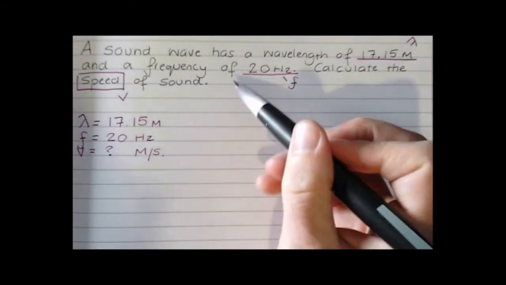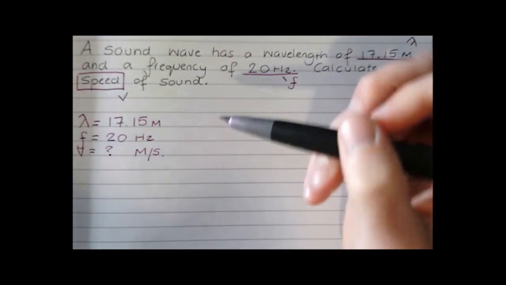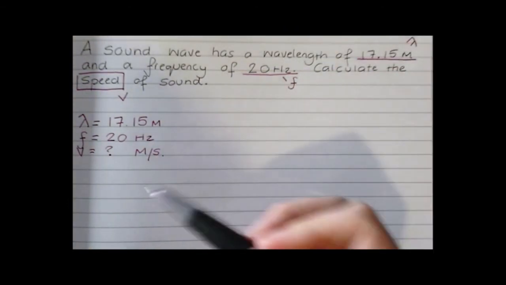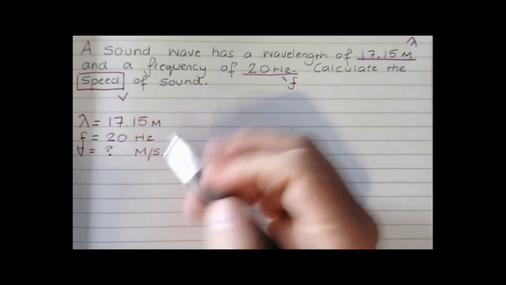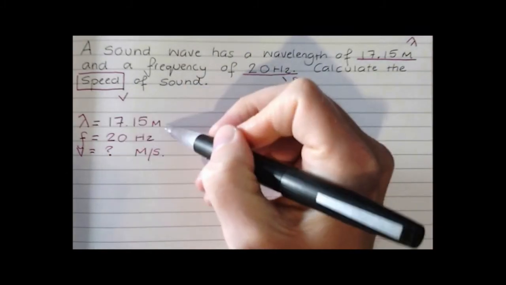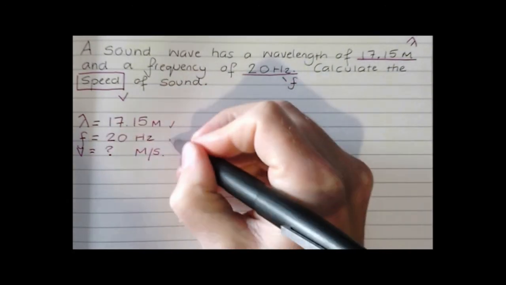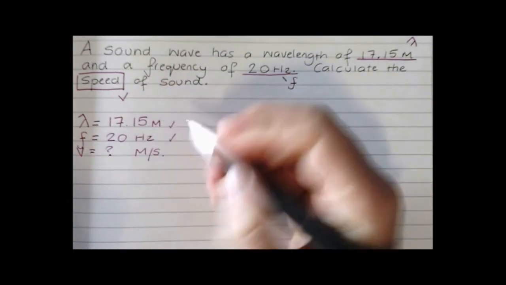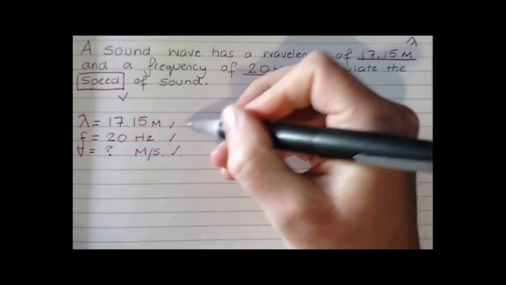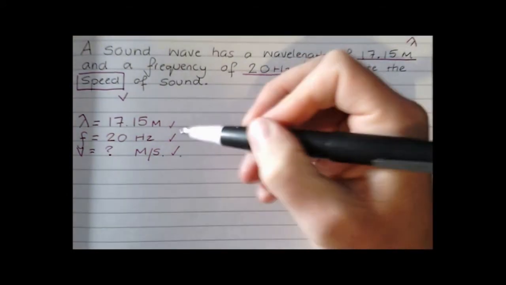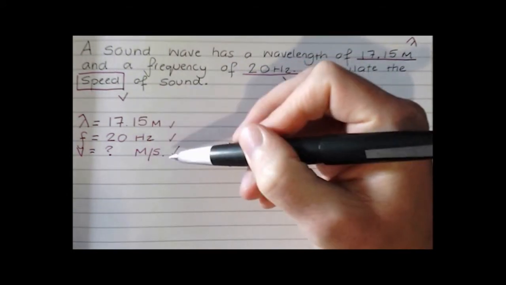Okay, so now we've extracted the data. The next thing we need to do is ask ourselves, are these units correct? Is wavelength in meters? Well, yes, it is, so that unit is correct. Frequency in hertz, yep, that's correct. And velocity in meters per second, yeah, that's correct. So we don't need to do any converting. These numbers are absolutely fine.